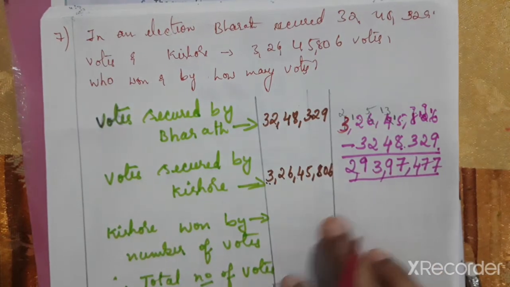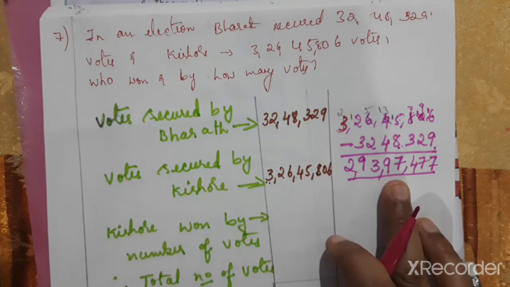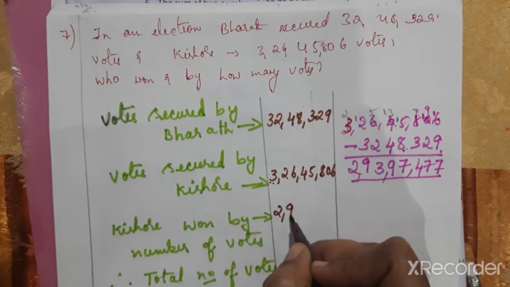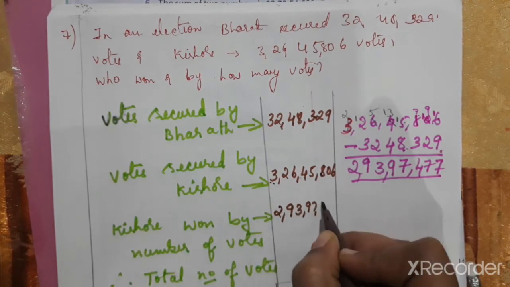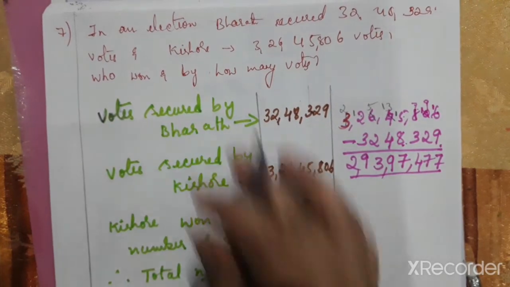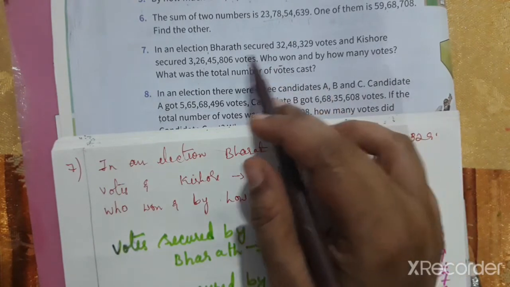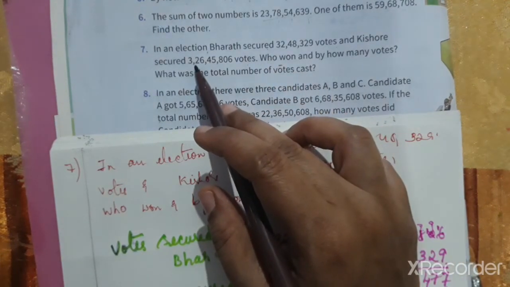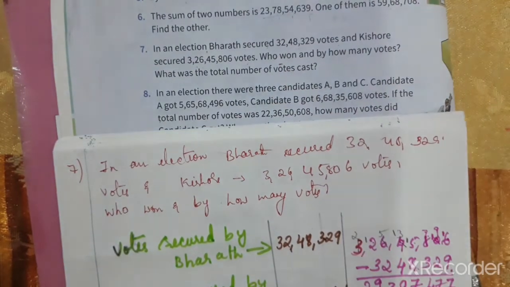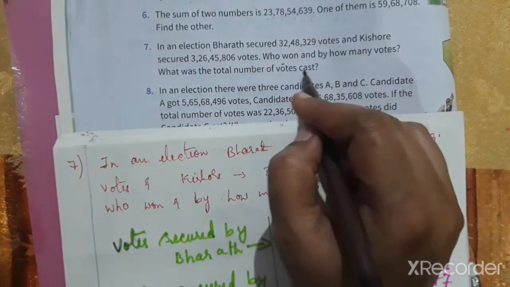So Kishore won by 2 crore 93 lakh 97,477 votes. Then what do we have to find next? Who won? Kishore won because the number of votes secured by Kishore is greater than Bharat. Who won and by how many votes? That we have written there: 2 crore 93 lakhs. What was the total number of votes cast?